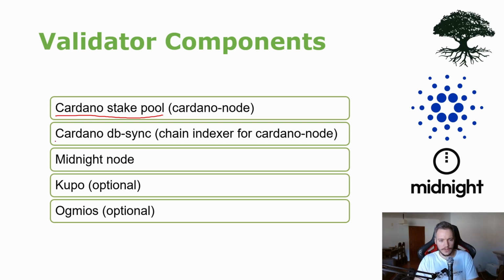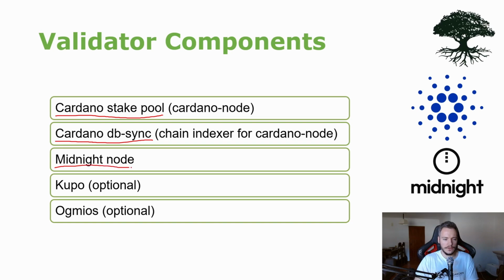Next is Cardano DB Sync, which is the chain indexer for Cardano node. What it does is take the chain information that the node has and puts it into a Postgres database so that it's available for querying in a much easier way than it is from Cardano node. That's about it, what it does.